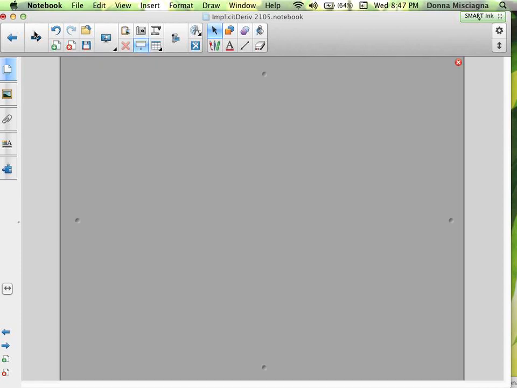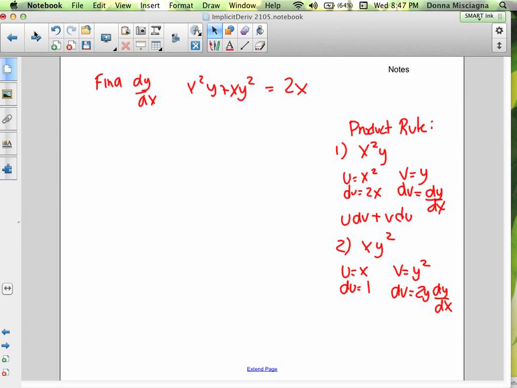That's just a practice problem that we're going to skip. All right, here's the next one. We just want to find the derivative. Here we have a product, and anything that's already written up there was already in your notes anyway. So we have to use the product rule here. We have two products: x squared y and xy squared.